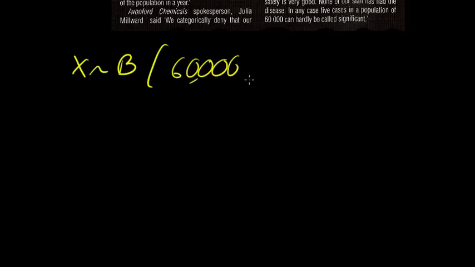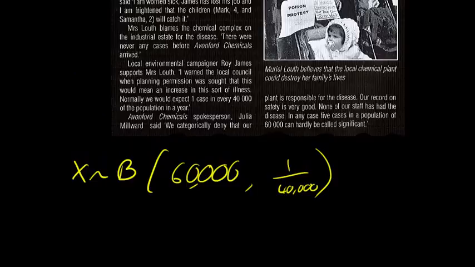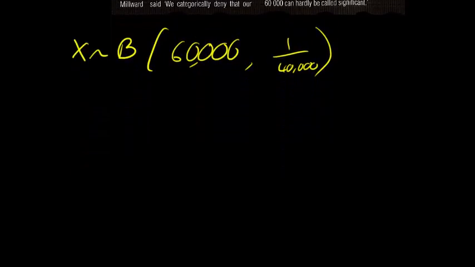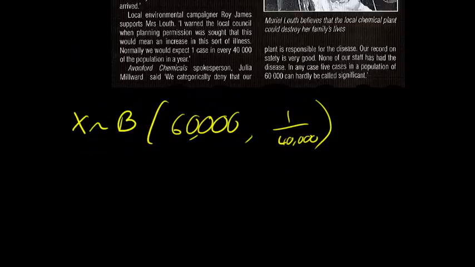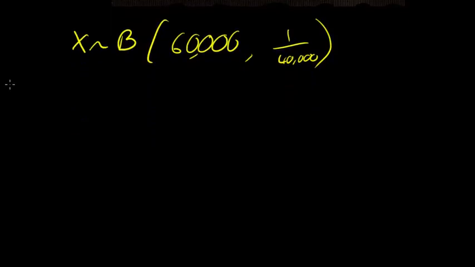So here what I can say is that X is binomially distributed with 60,000 people in the town and a chance of getting it being 1 in 40,000. And what we're going to look at is not necessarily a chance of exactly 5 people getting it, but the chance of more than 5 people getting it, because that's the important bit, because they've said, oh look, lots of people have it. So not 5 exactly, but more than 5.